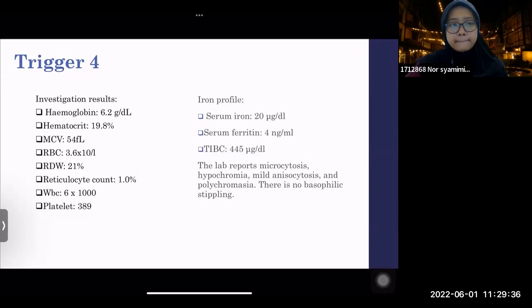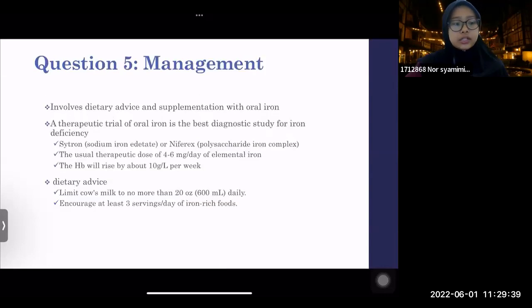Okay, next. So what is the management? In this patient, it usually involves dietary advice and also supplementation with oral iron. In an otherwise healthy patient, we can do a therapeutic trial of oral iron. It's the best diagnostic study for iron deficiency. Based on what I found in our illustrated textbook, the best tolerated preparation is sodium iron edetate or Sytron or Niferex. The usual therapeutic dose is 4 to 6 milligrams per kilogram per day of elemental iron. And if the patient is compliant with the iron, the Hb can be raised about 10 grams per liter per week.